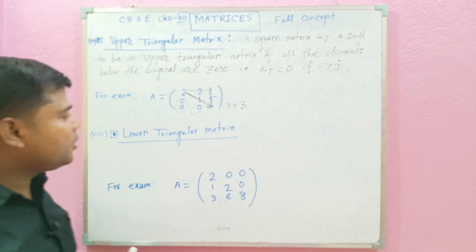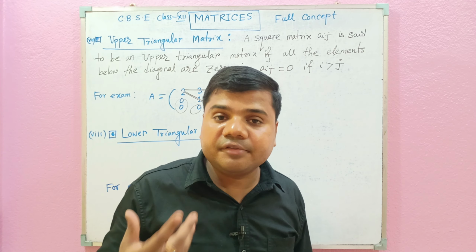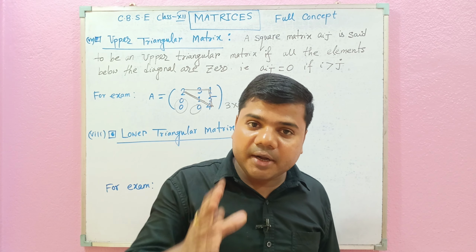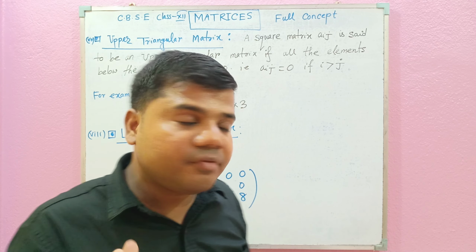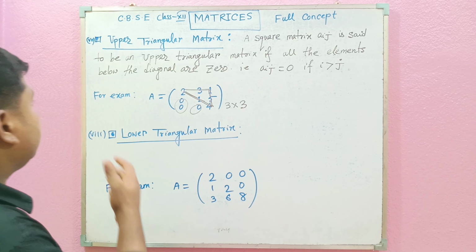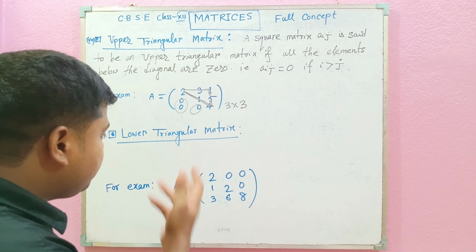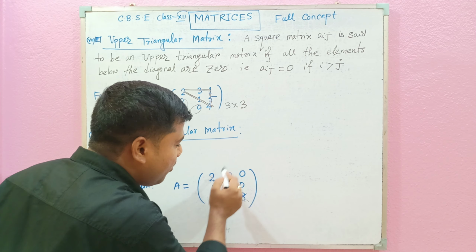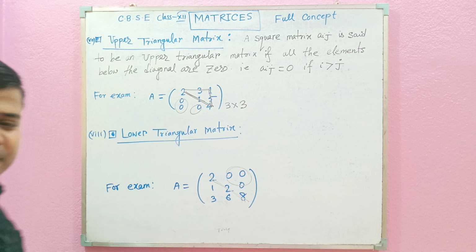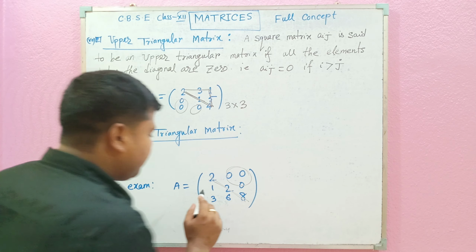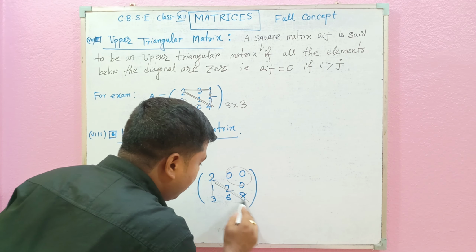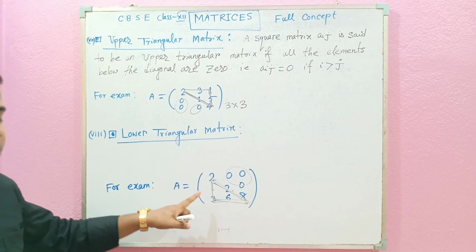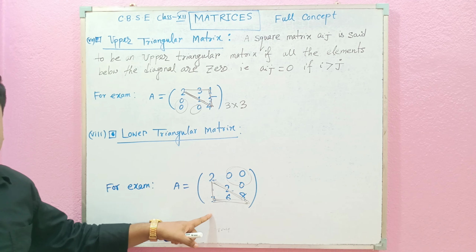Next, lower triangular matrix. What is a lower triangular matrix? A square matrix Aij is said to be a lower triangular matrix if the elements above the diagonal are all 0. This is the lower triangular matrix, and this matrix forms a lower triangle. So this is an example of a lower triangular matrix.